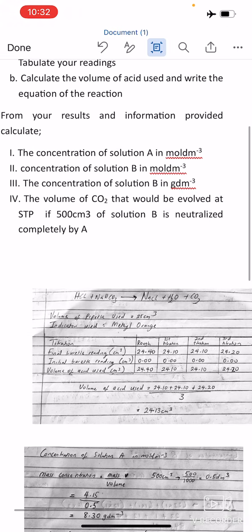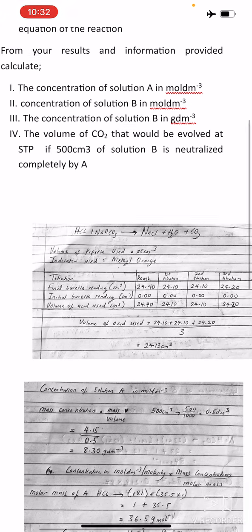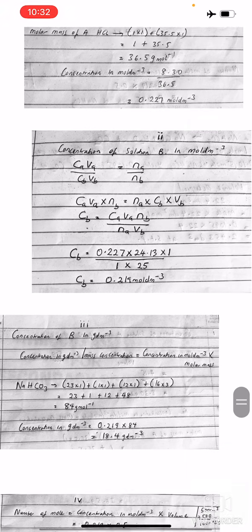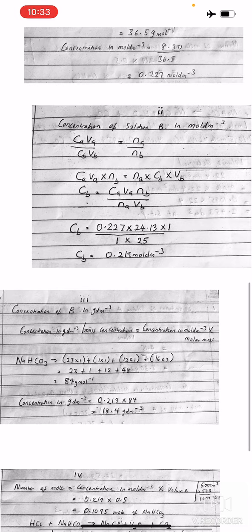Now let's look at question 2. That's the concentration of solution B in mole per dm³. So we use the formula that we all know very well: CAVA over CBVB is equal to NA over NB. The CA is the concentration of your acid in mole per dm³. The VA is your titer value, or the volume of acid used. The CB is the concentration of your base or salt. And the VB is the volume of your pipette. NA and NB are the mole ratio, and from that equation, they are 1:1.